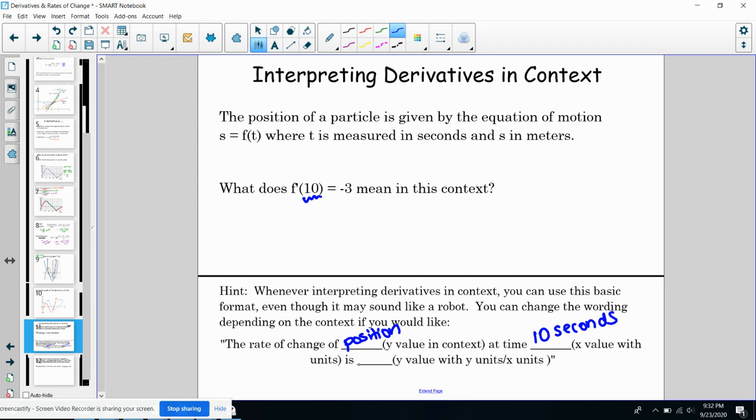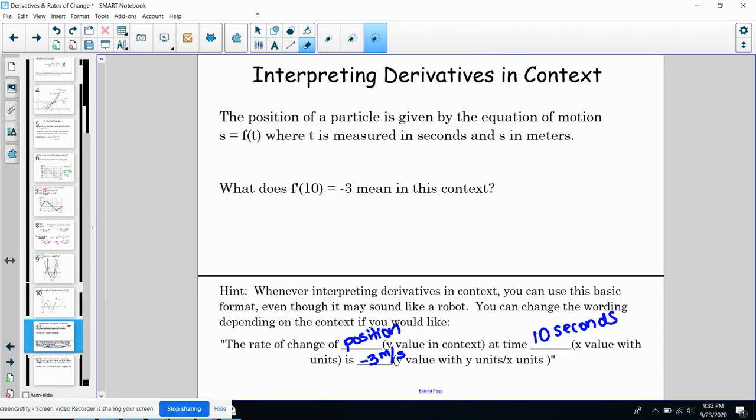The next blank is the y value. Here the y value is -3. Then it has the y units. y is the position, so the position has units of meters. The x units is time, and that's seconds. So you can use this format and say that the rate of change of position at time 10 seconds is -3 meters per second, which is totally a fine way to interpret this.